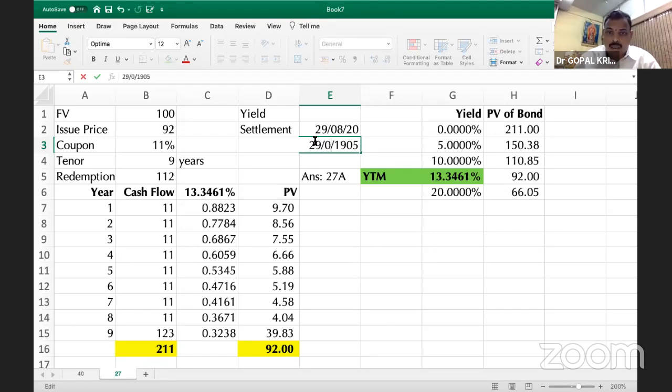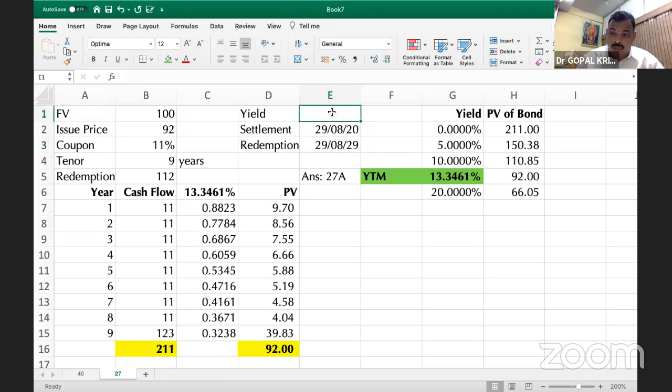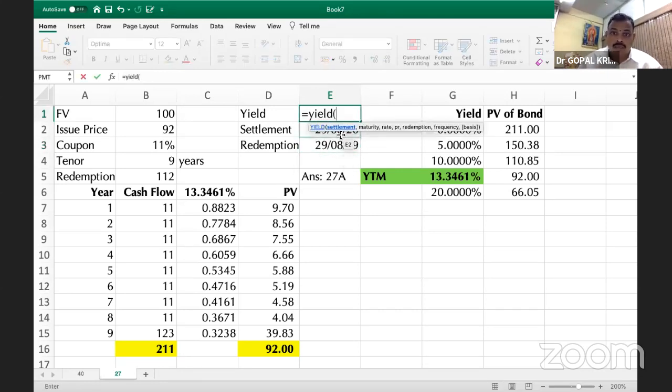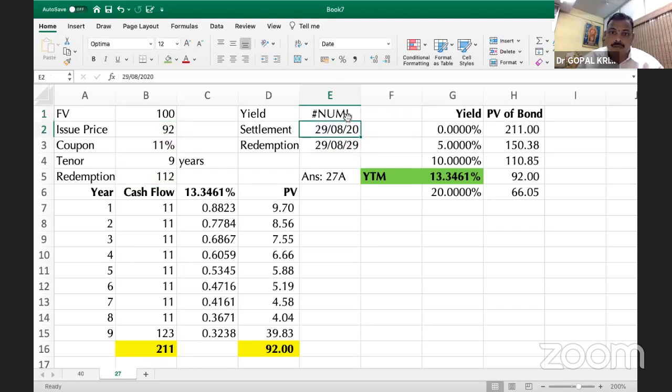29 August 2029. So this is the redemption date. Now, how do you find your yield using your yield function? You can also do it using yield function. This is your settlement date. So this is your maturity date. This is your maturity. So what is your rate? 11%. What is your price? Price is 92. Redemption is on 29. Frequency is annual. I'm sorry. I think I made a mistake.